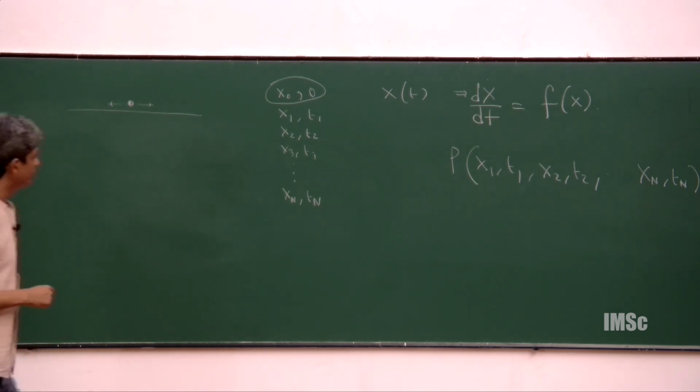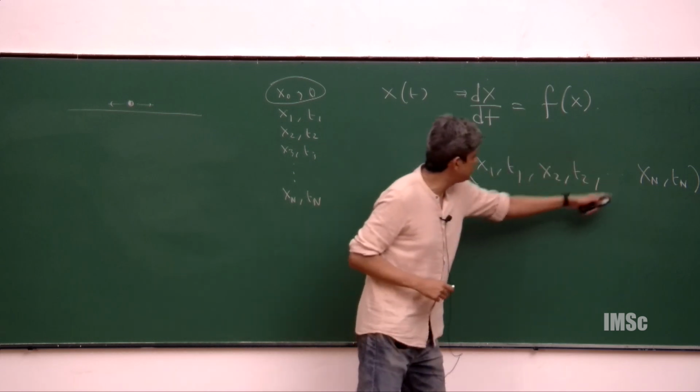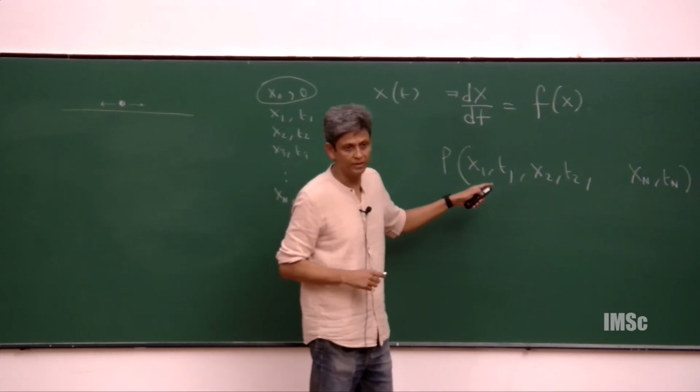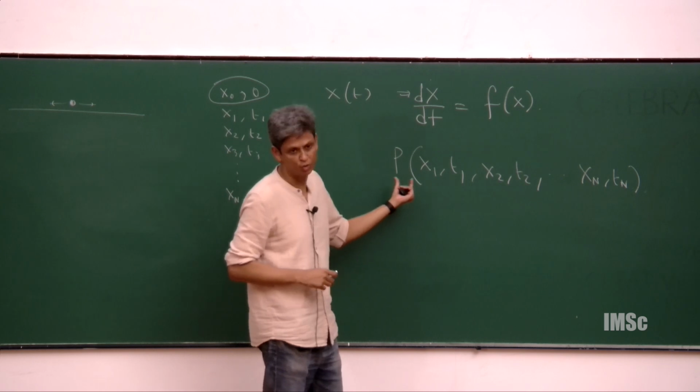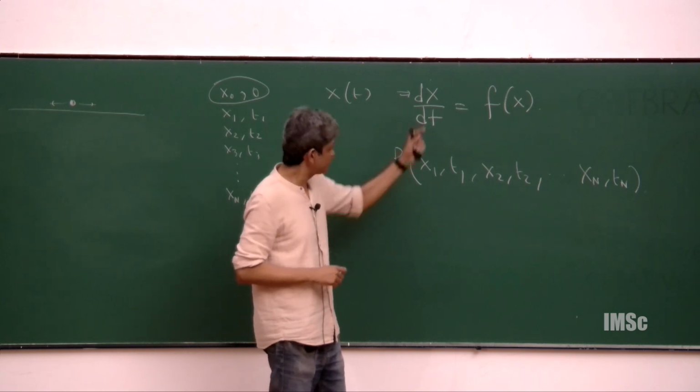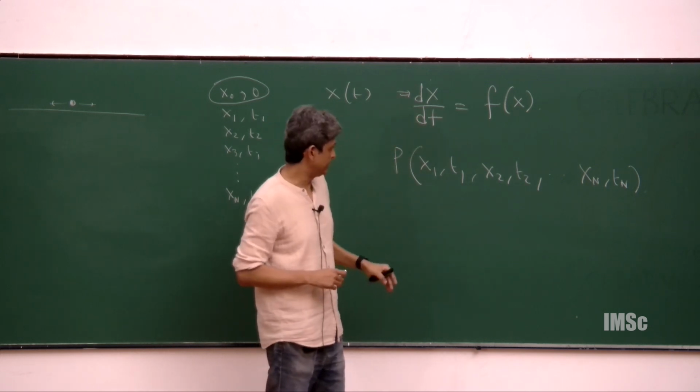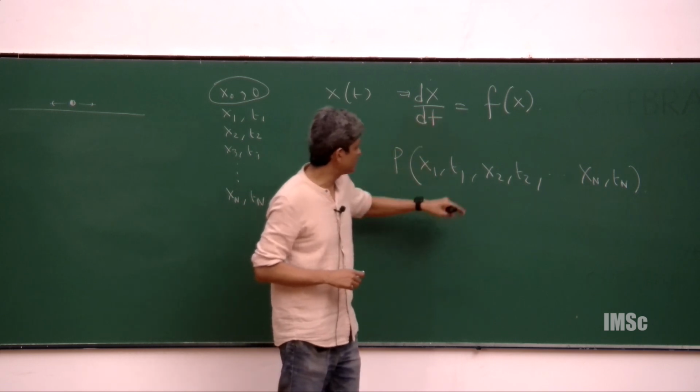Okay. Now, you can see that this is an incredibly difficult problem for a given system to exactly find out what will be the probability. So there are several simplifications, and simplifications based on observation.